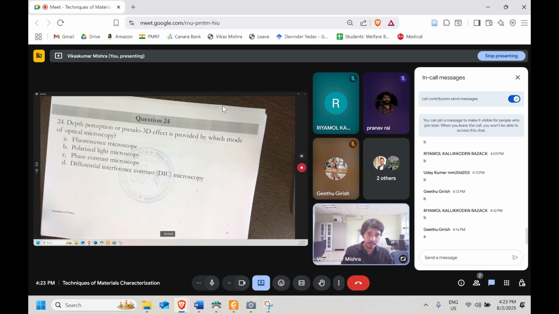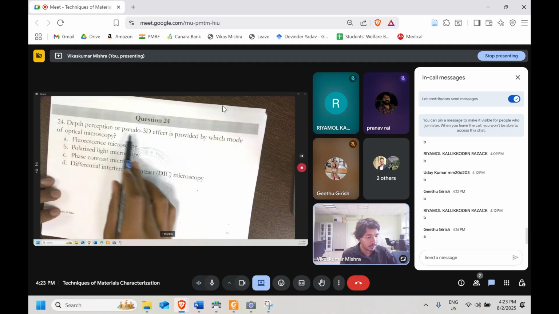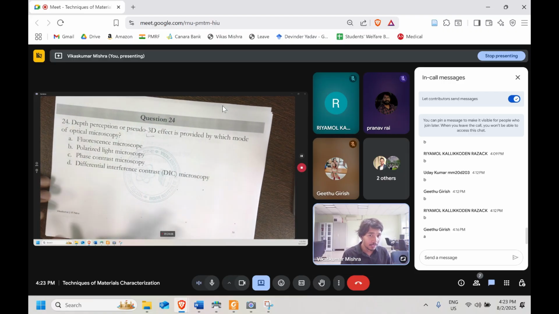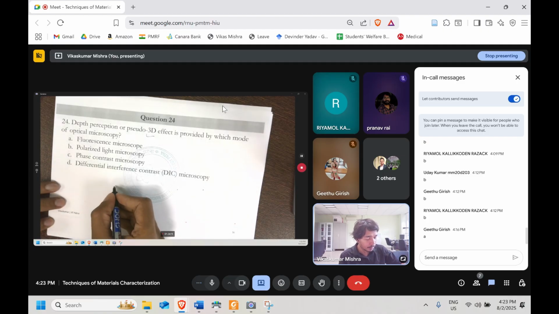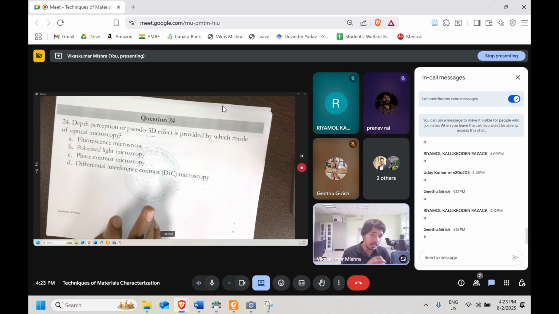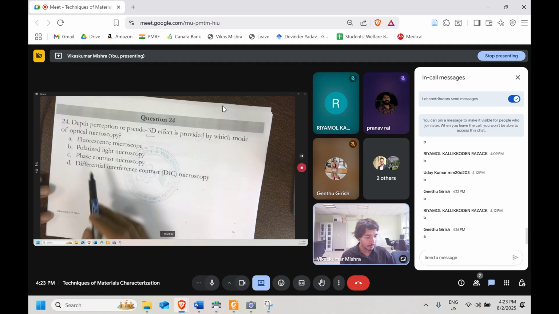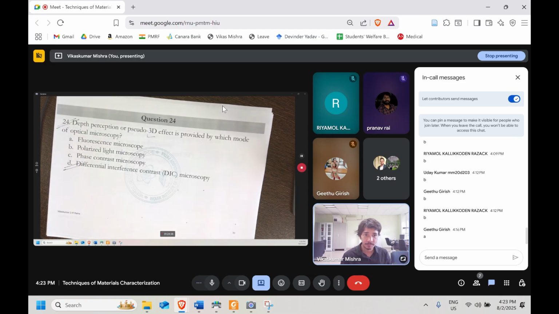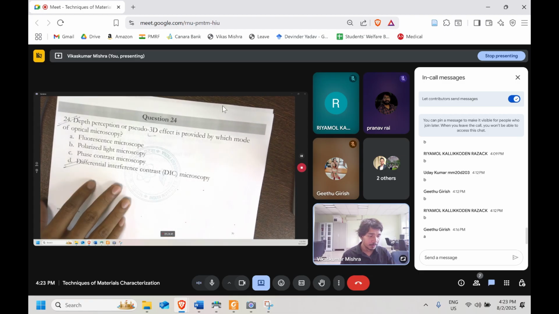Let's try to solve a few questions. The depth perception of the pseudo 3D effect is provided by which mode of optical microscopy? We said that polarized light microscopy was not giving the depth information, the shadow and all, like which one is at the top, which one is at the bottom. If some feature is there, we cannot see it with polarized light microscopy. But with the help of DIC, we are able to see that. So the right answer will be A, B, C or D. The right answer here is option D. This is question number 24.